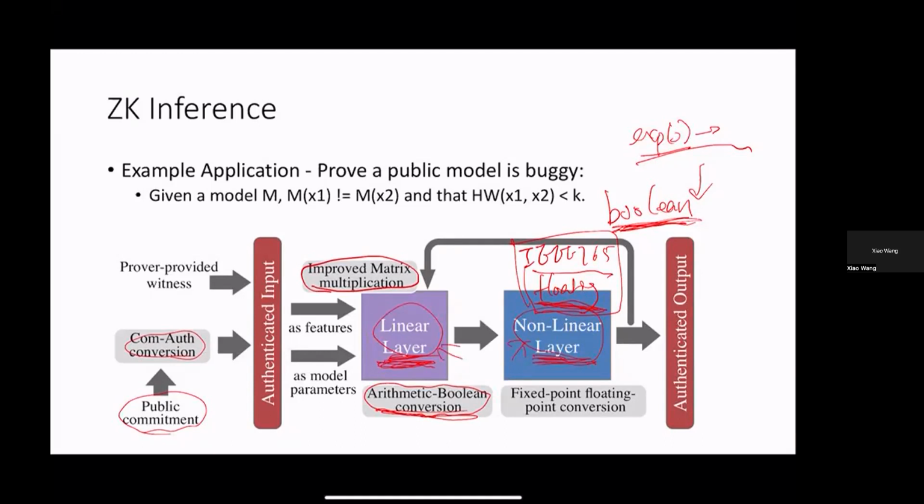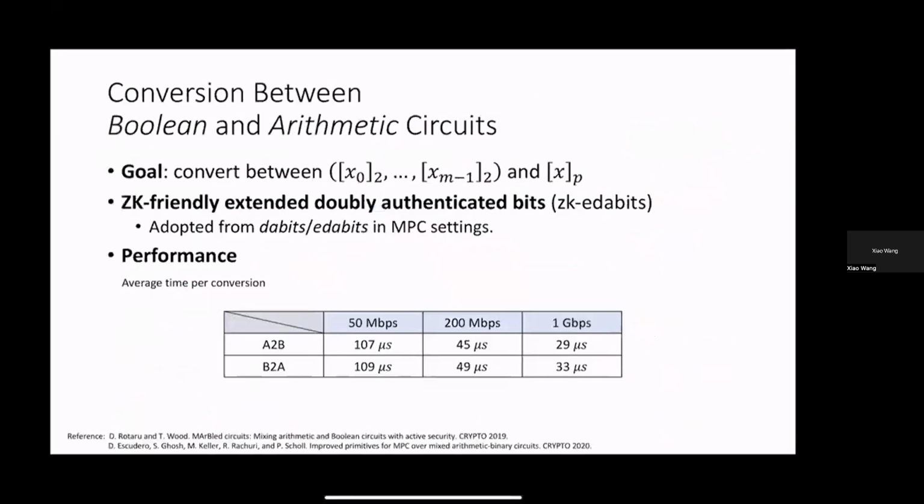After we are done with the linear layer, we get authentication of an arithmetic element, but we want to convert it into authentication of a Boolean element. This kind of conversion is going to cause some trouble because it's not clear how that can be done. So in order to do that, we came up with a zero knowledge version of the ADA bit. ADA bit is the so-called extended doubly authenticated bit.